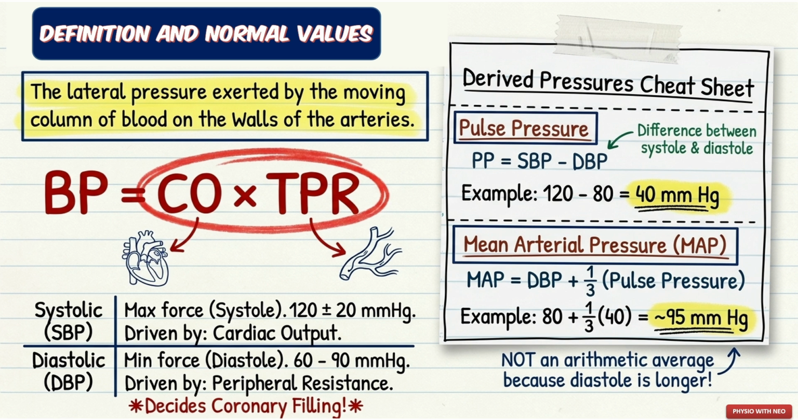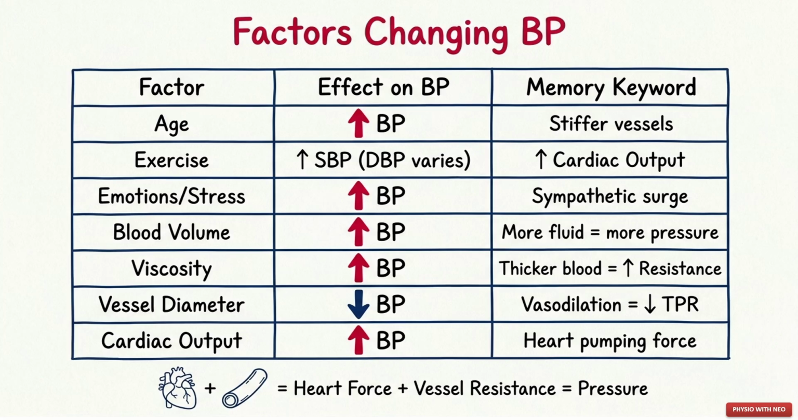First one is the pulse pressure. It is the difference between systolic and diastolic blood pressure. So 120 minus 80, it is 40 millimeter of mercury. The next one is the mean arterial pressure. The formula is diastolic blood pressure plus 1/3 of pulse pressure. That is 80 plus 1/3 of 40 millimeter of mercury. That becomes 95 millimeter of mercury. Remember, this mean arterial pressure is not an arithmetic mean but a geometrical mean because the diastole is longer than the systole.